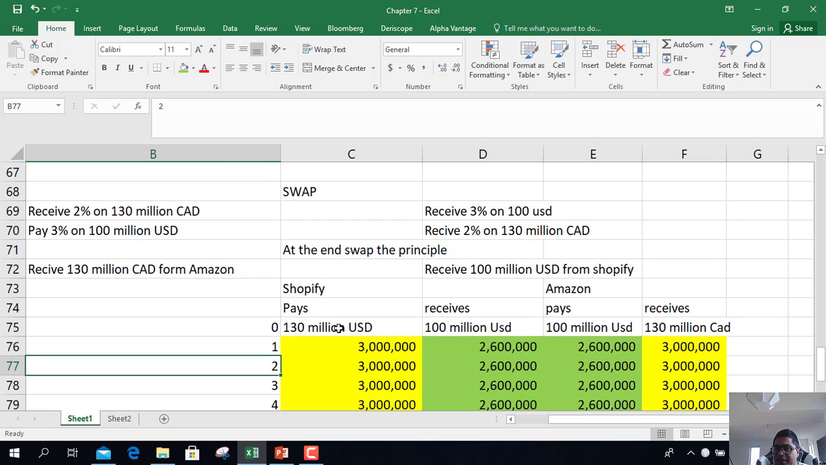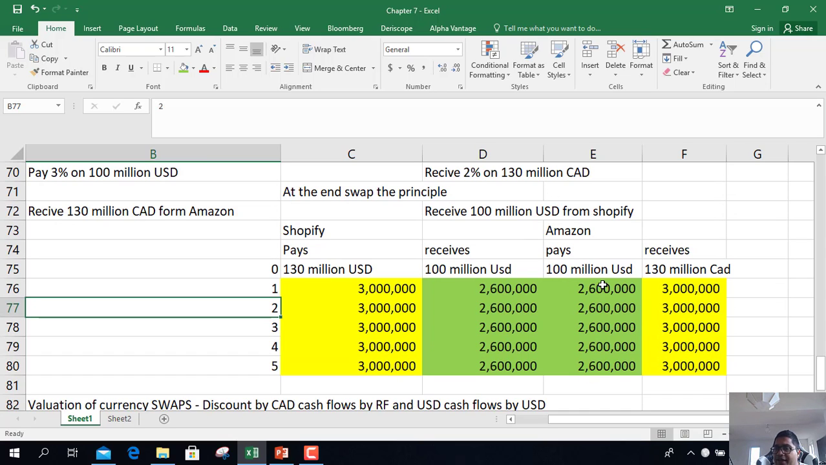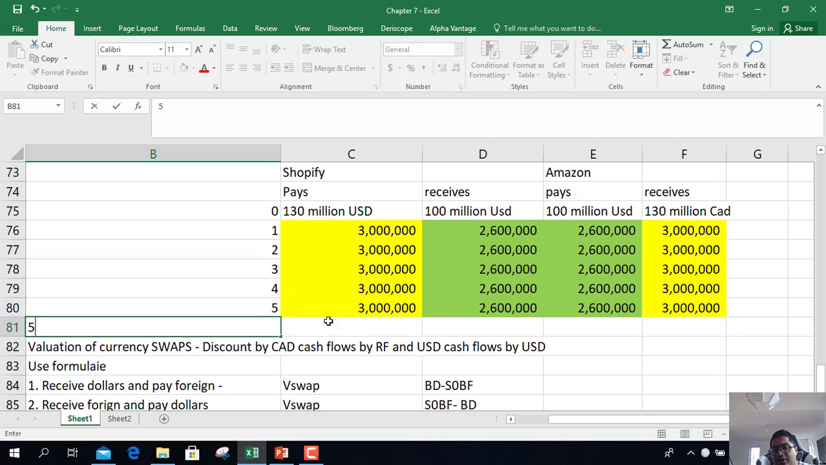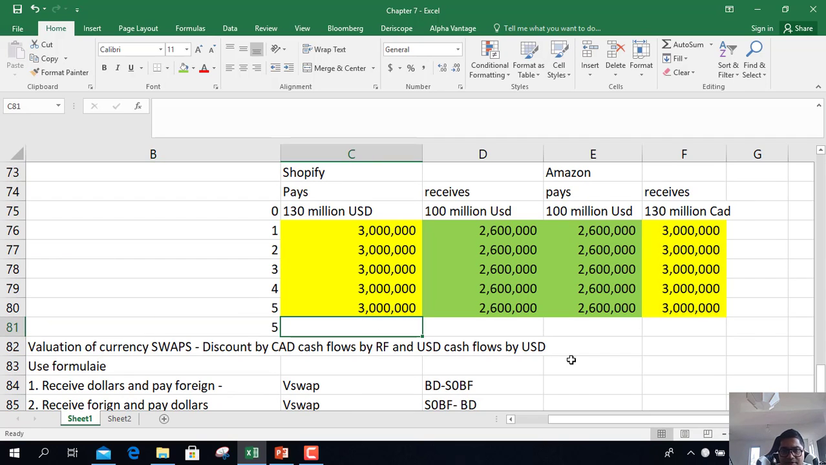First, exchange the principal. Shopify pays 130 million, receives 100 million USD. Amazon pays 100 million USD, receives 130 million. Now Amazon will keep on paying 2.6 million Canadian to Shopify and keep on receiving 3 million American from Shopify. Shopify will keep on receiving 2.6 million Canadian from Amazon, and it will keep on paying 3 million USD to Amazon. At the end of 5 years, they again exchange the principal.